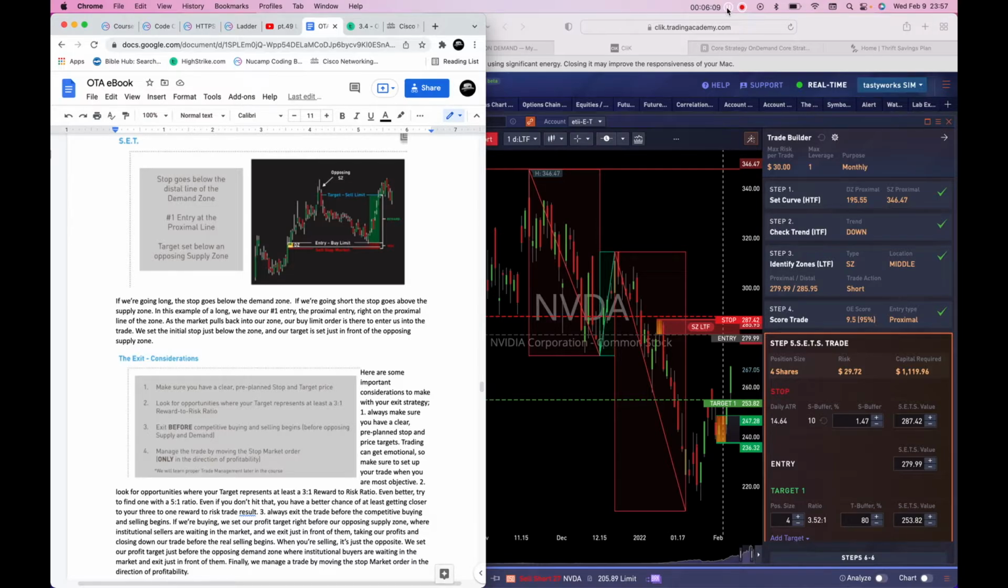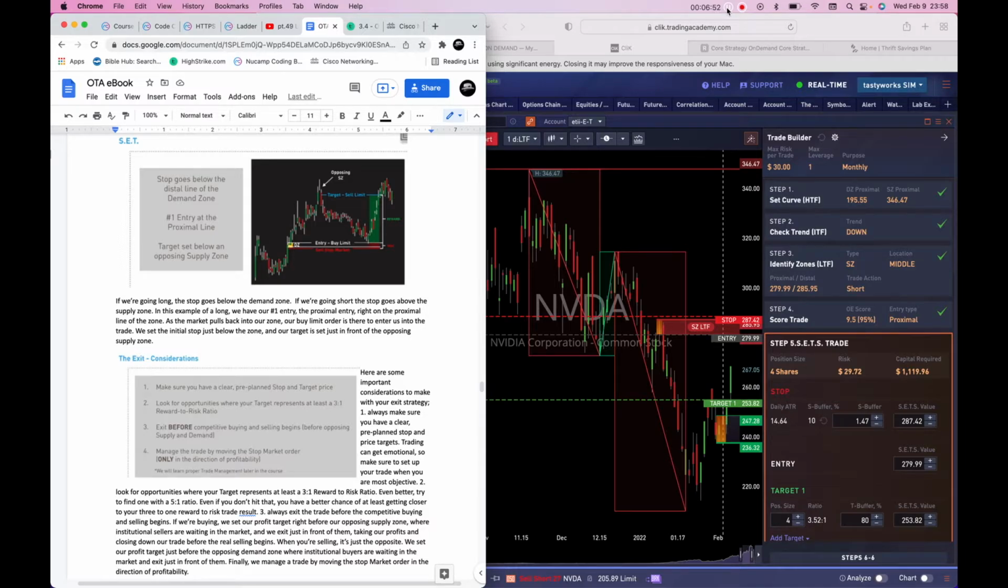If we're going long, the stop loss goes below the demand zone. And if we're going short, the stop loss goes above the supply zone. Pretty simple. In this example of a long, we have our number one entry, the proximal entry, and then right on the proximal line of the zone is where we place our limit order. As the market pulls back into our zone, our buy limit order is there to enter us into the trade. We set the initial stop loss just below the zone, and our target is set just in front of the opposing supply zone.